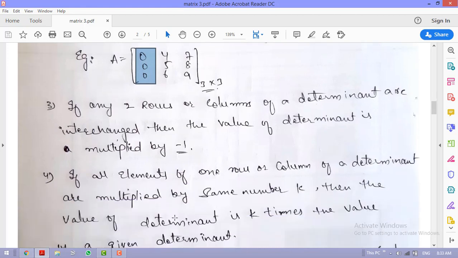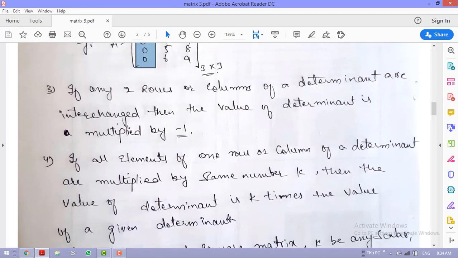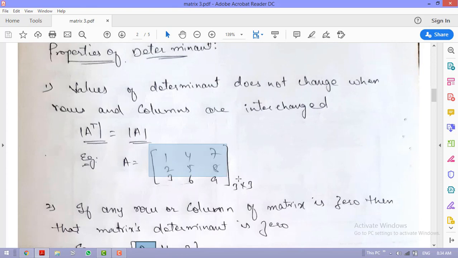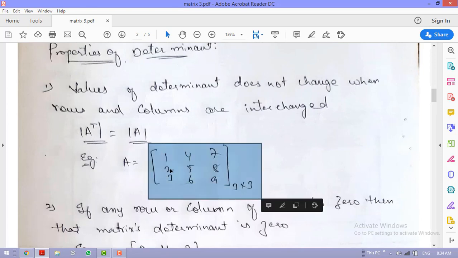The fourth property is that if all elements of one row or column of a determinant are multiplied by the same number k as a scalar, then the value of the determinant is k times the value of the given determinant. If you consider this 3 by 3 matrix and multiply it with any number you like, then find its determinant, you can notice that the value of the determinant will be a multiple of that particular number you multiplied.